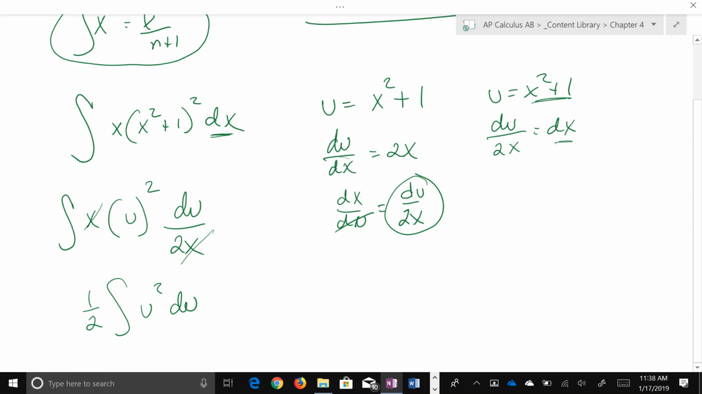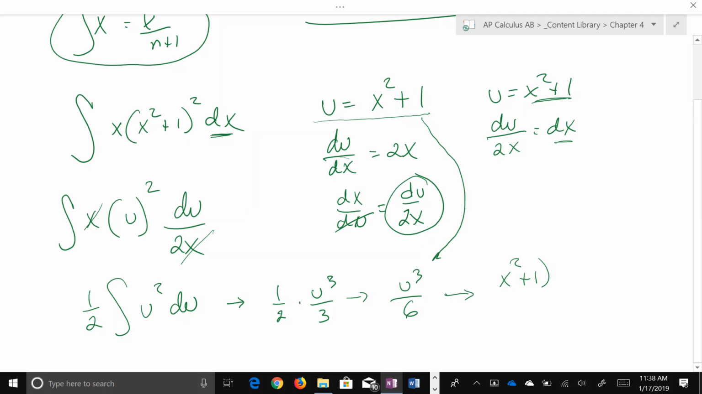U squared. We know how to integrate u squared. It is u cubed over 3. Clean it up a little bit more. We get u cubed over 6. When you get down to that, go back to what your u was and plug it back in. So the final answer is going to be x squared plus 1 cubed over 6. And don't forget your c, because it's an indefinite integral.